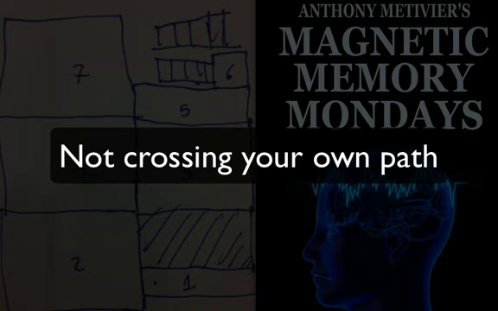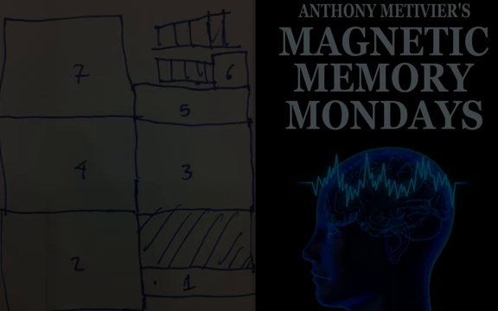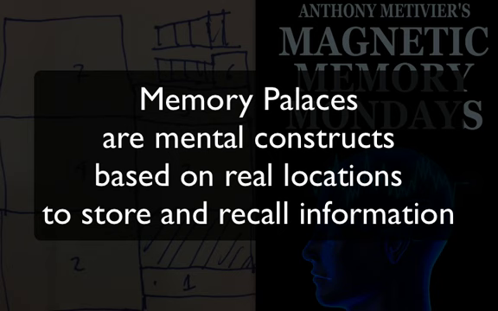I've had a very important question about the principle of not crossing your own path in the Magnetic Memory Method. And not crossing your own path is essential to the Magnetic Memory Method and essential to using memory palaces in general. Memory palaces, in case you're watching this fresh, is a method of using real locations that you're familiar with in order to store information using some other principles that I talk about in my Magnetic Memory series books and in my video course. But not crossing your own path is one of the fundamentals.